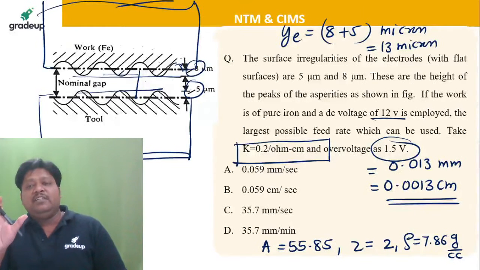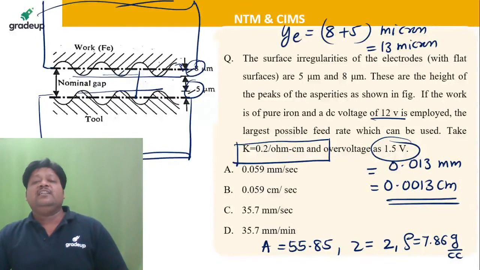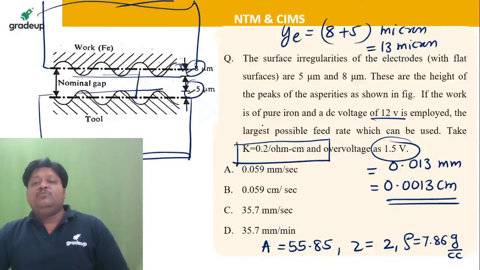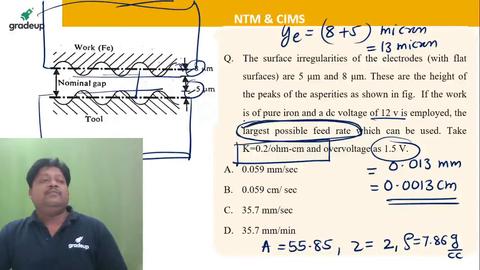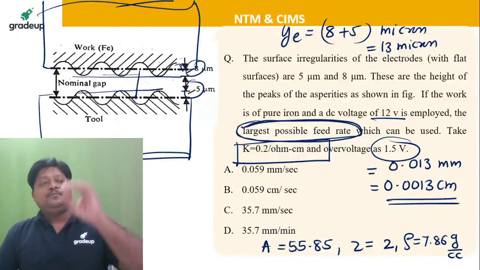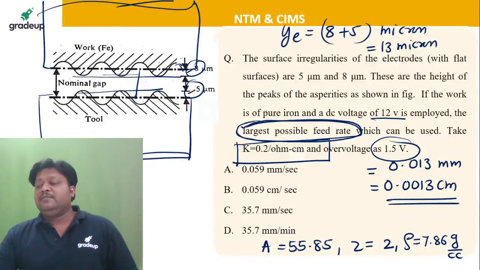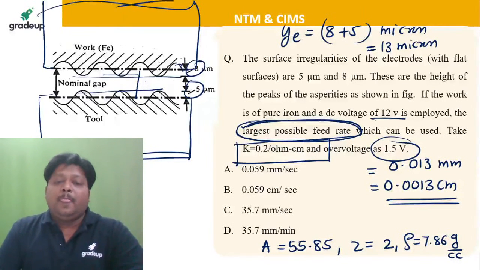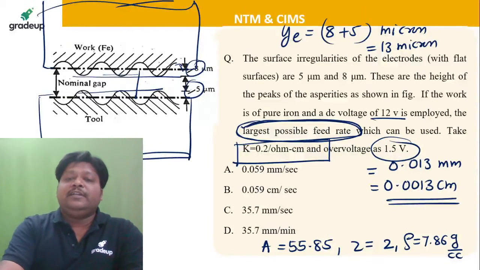And now tell me what they are asking. They are asking the feed rate. If the work is of pure iron, they are asking the largest possible feed rate. Please calculate very fast and tell me the value. The options are in front of you. What are you getting here?